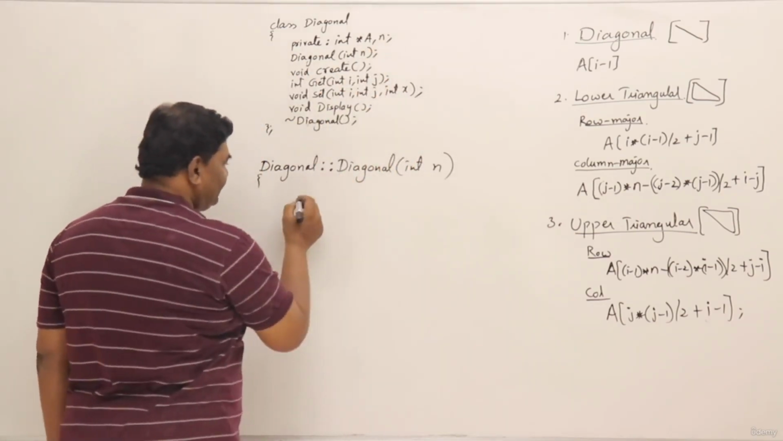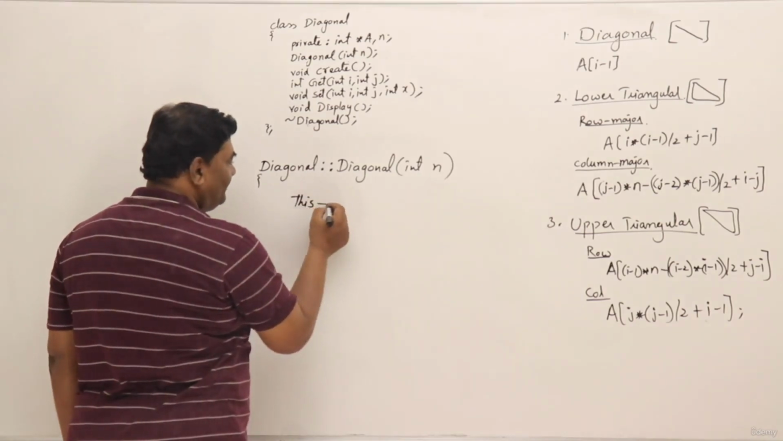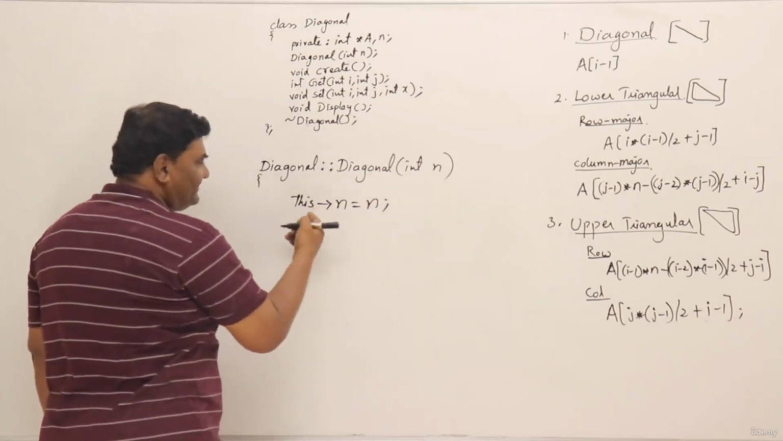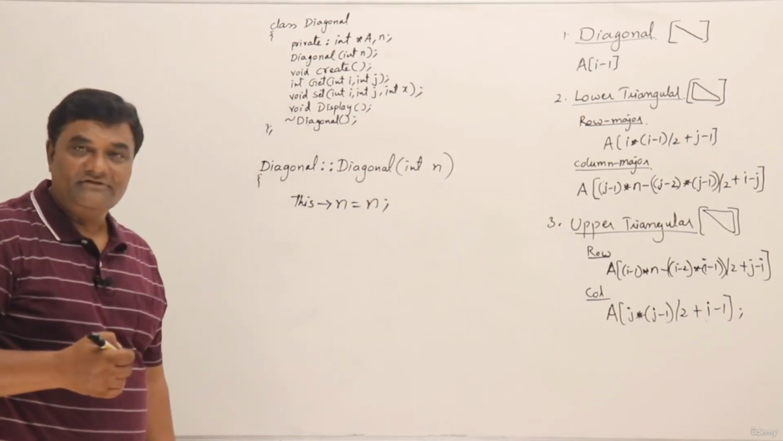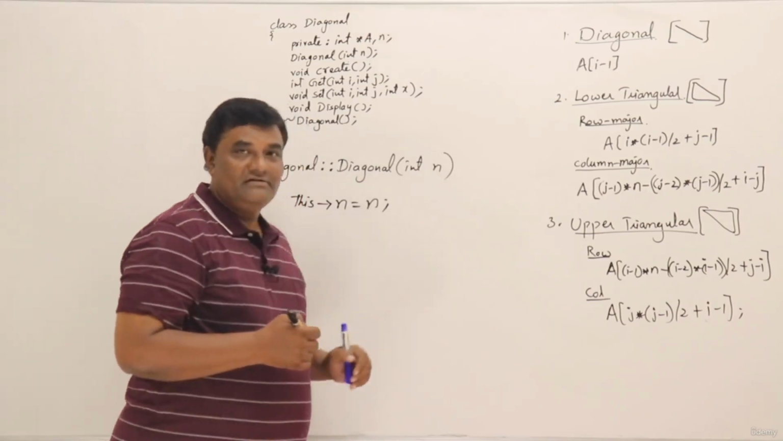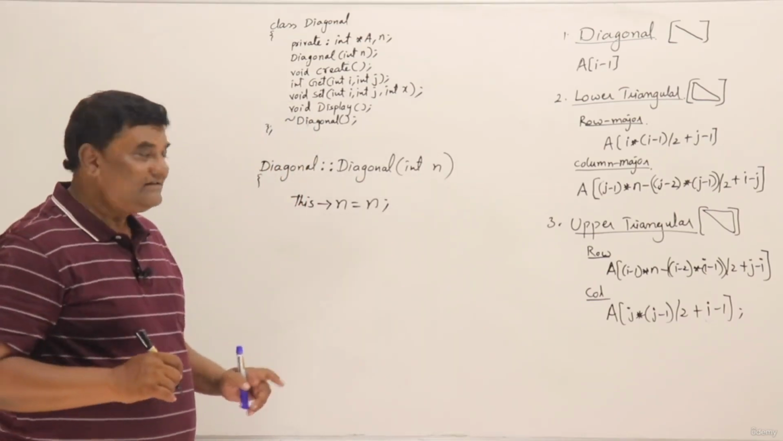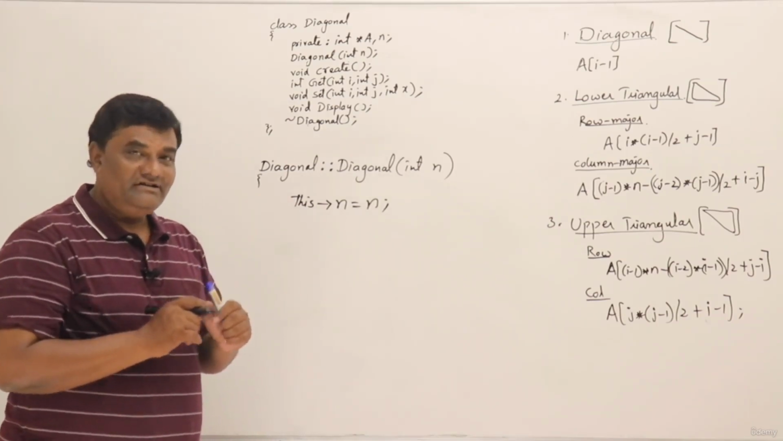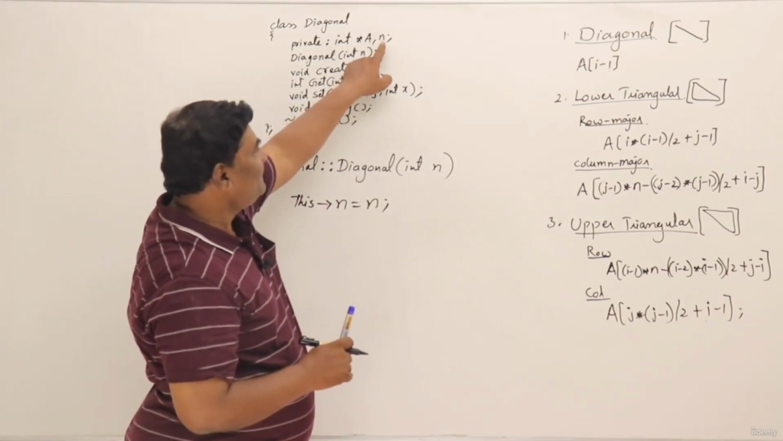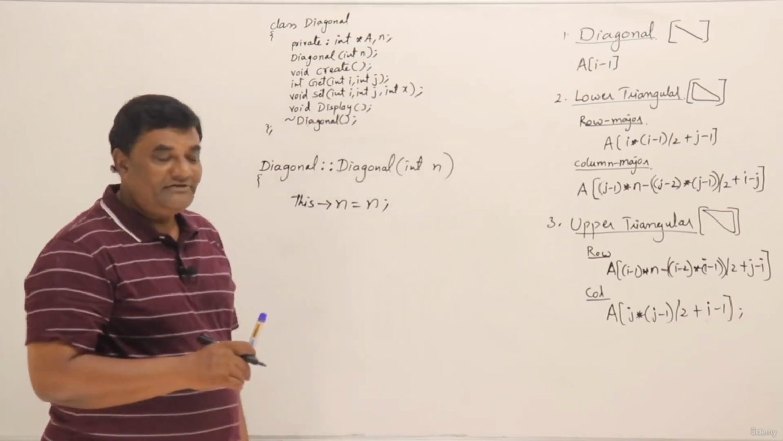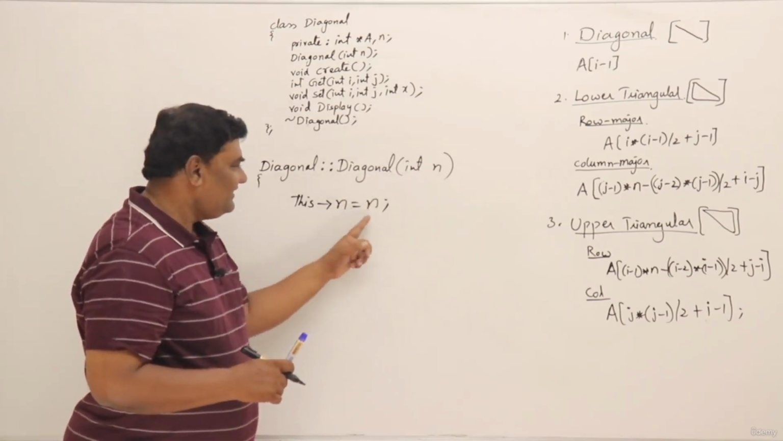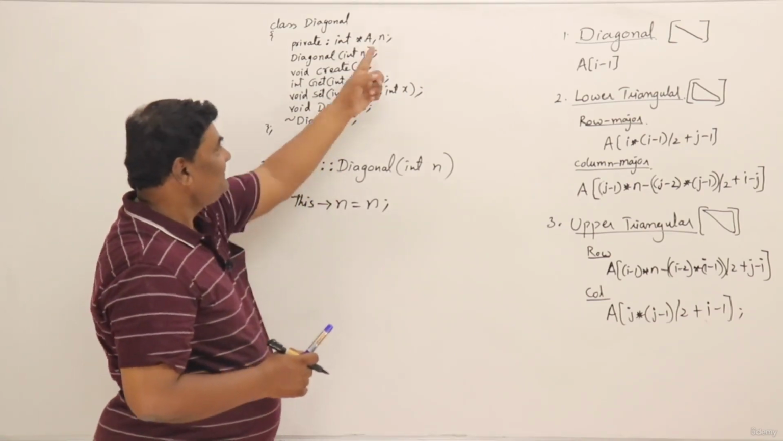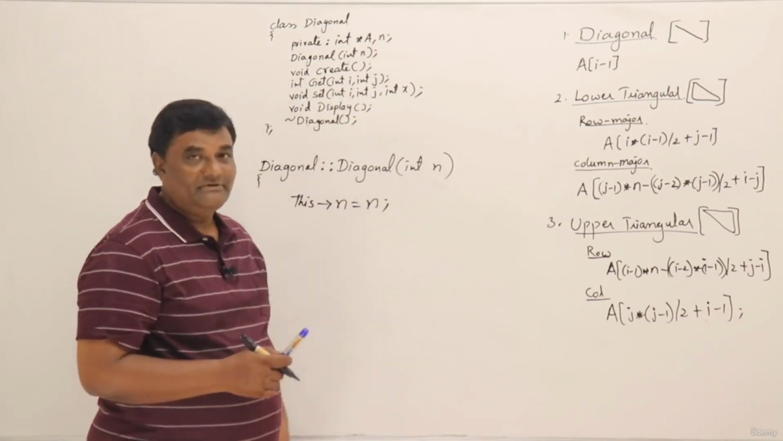So the member of a class can be referred with this operator. So this arrow n, assign n. This keyword we can use for accessing the member of a class, and this n is a parameter. If you are aware, this is a pointer to an object itself. So this we can use if there is an ambiguity in name. Here the local member is n and the parameter is also n. If both the names are n, I cannot write n assigned n. That is meaningless. So this n means the member and n means local variable.